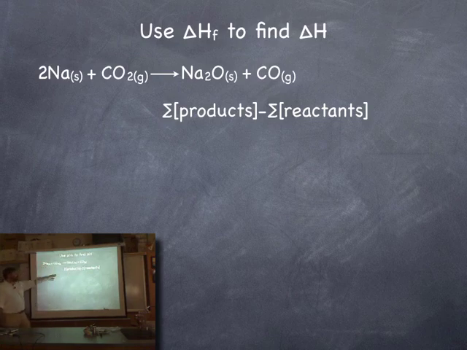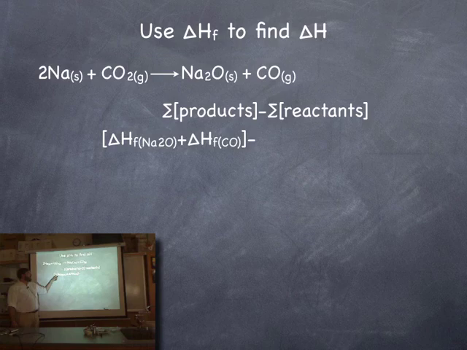So in this case, what are my products? I need to look up delta HF for sodium oxide. I got one of them. If I had a 2 here, I'd multiply this by 2. It's a per mole value. I got to take into account the coefficients. I got to include that. Carbon monoxide, I got one of them.